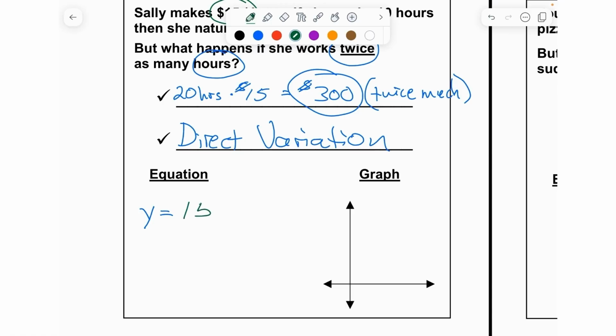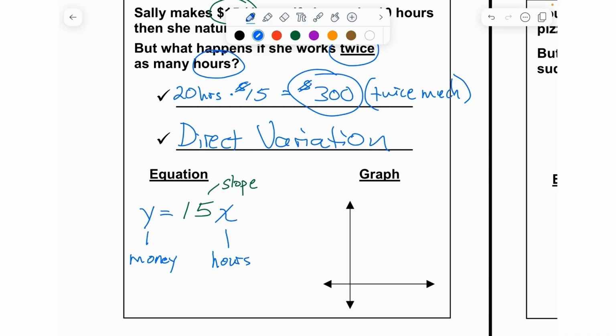Here, let me show you. If we use 15 as our slope, as our rate, then we can finish our equation with an x where we write y equals 15x. Now, it would be helpful if we understand that the y is the money. So when we say y equals, we're really talking about how much money do we have. And then the x is the hours.